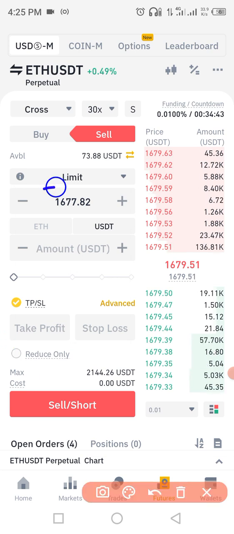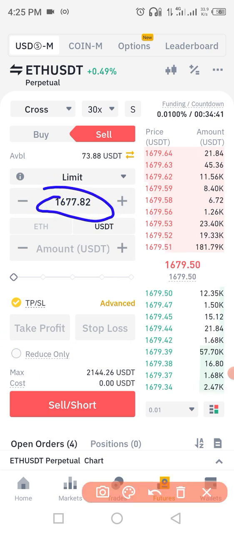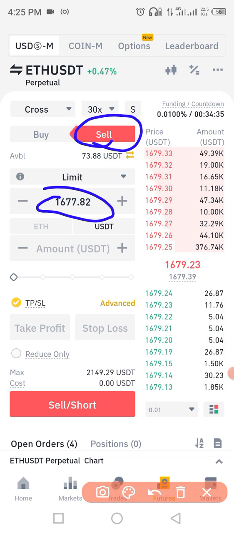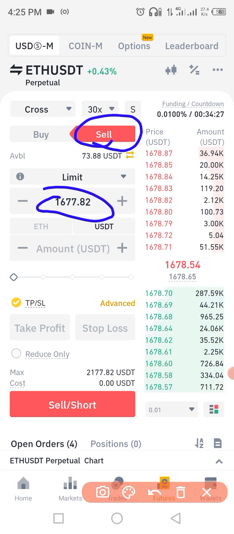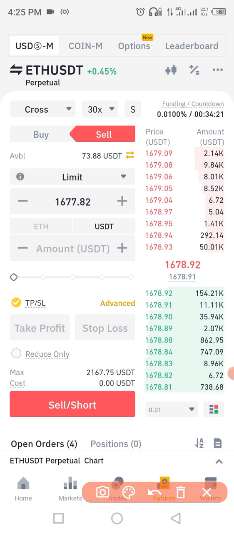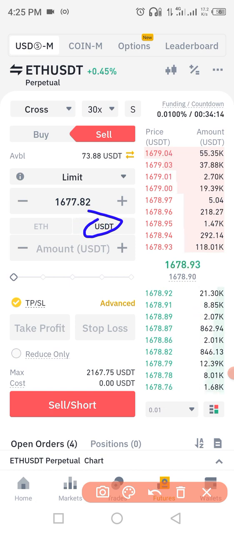This is the price at which you want to short from. Remember, this is the sell, when we're actually in the sell interface. Let's say you want to short Ethereum from 1671.82, maybe after you've done your analysis on TradingView, you pick your entry price. So this is your entry price. Then of course you're going to leave it in USDT, because your analysis on TradingView is in USDT.